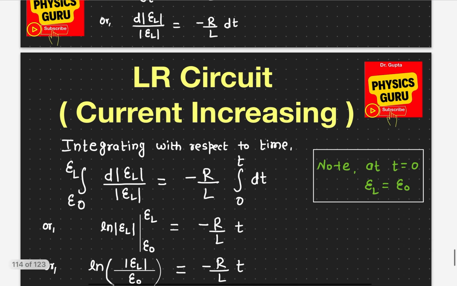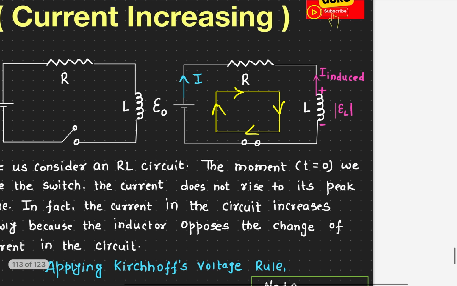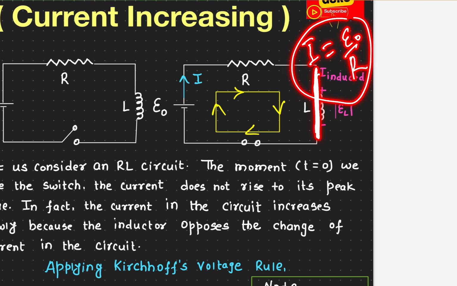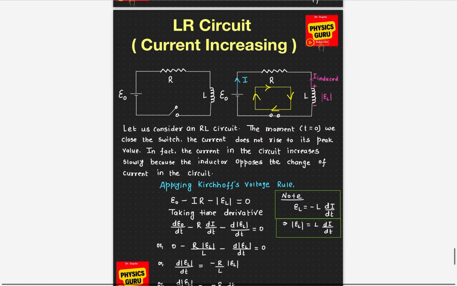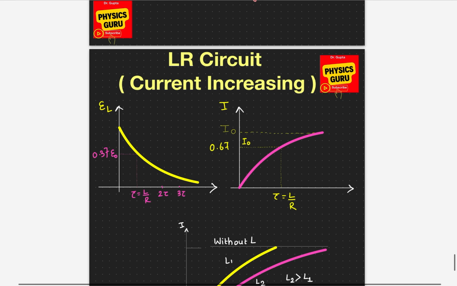Let me go back to the circuit one more time. After a long time, this inductor will simply behave as a wire with zero resistance. And if it behaves as zero resistance, what will be the current? The current will be E0 over R. So at time t equals 0, it behaves as an open circuit, an open switch, and at time equals infinite, or after a long period of time, it simply behaves as a short circuit, or simply as a wire.